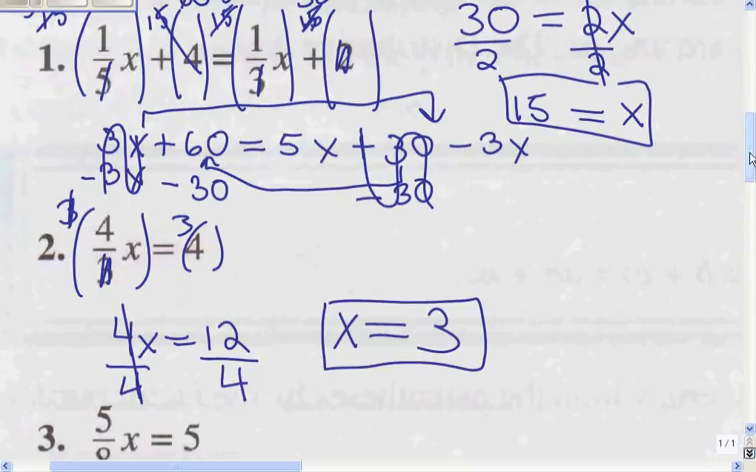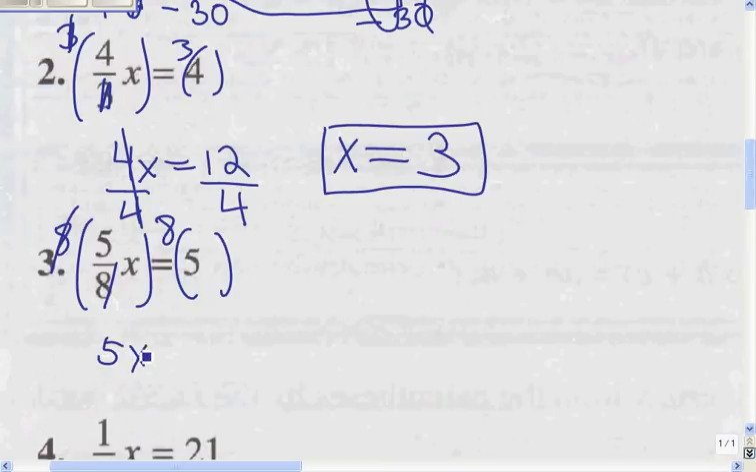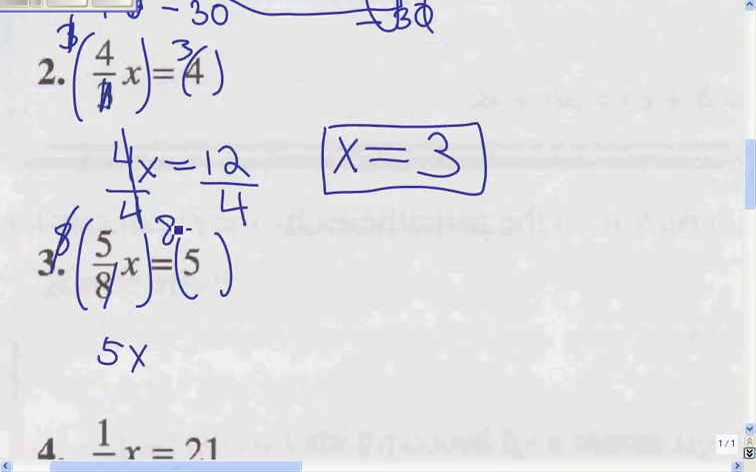See how easy that is? Again, here the common denominator is going to be 8, so I just multiply by 8 both sides. The 8's cancel out here, and what I have left is 5x. And on this side, I have to multiply because there's no denominator to cancel with. So we get 8 times 5, which equals 40.